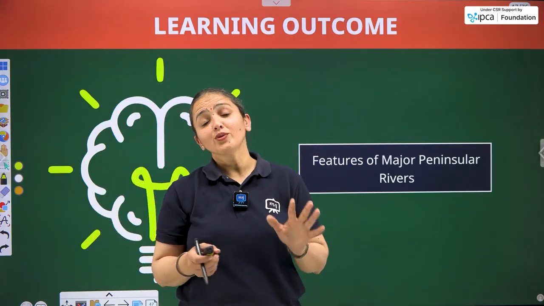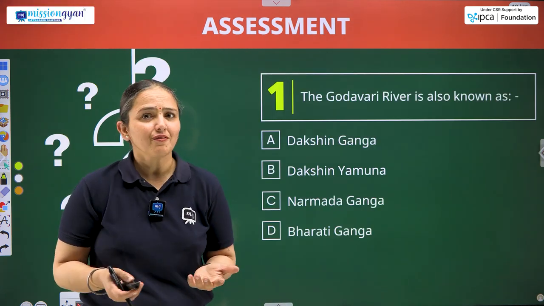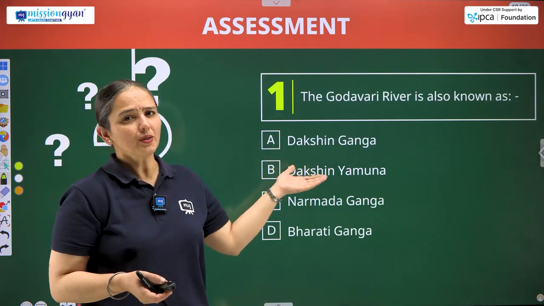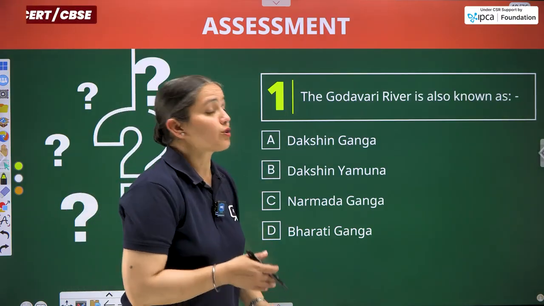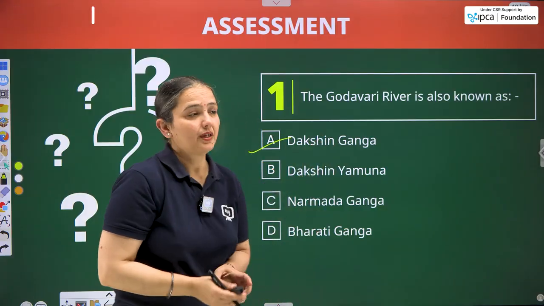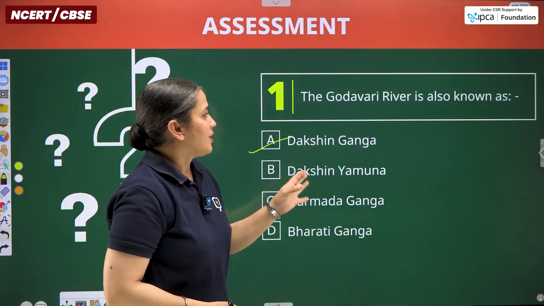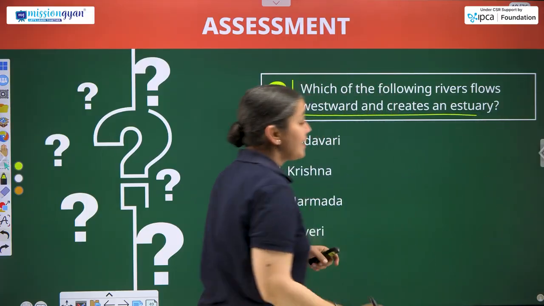So that was all about this class. Now is the time to recall the things that we have discussed with the help of 3 particular questions. I hope there are 3 only. So let's do that. The Godavari river is also known as Dakshin Ganga, as it is the longest one. Next question. Which of the following rivers flow westward and create an estuary?